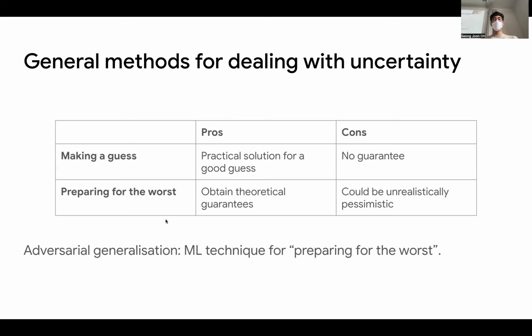What about preparing for the worst? The pro is that you're going to get some theoretical guarantees. You are safe against the worst case scenario, and therefore for the average case scenario you're good to go. The con is that it could be unrealistically pessimistic as well. So adversarial generalization is a machine learning technique for preparing for the worst when you do not know the target scenario, the target distribution.